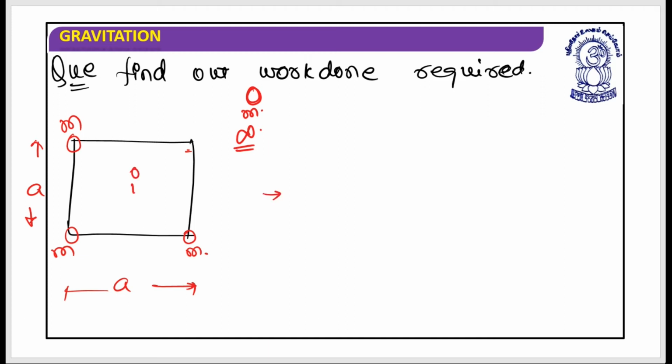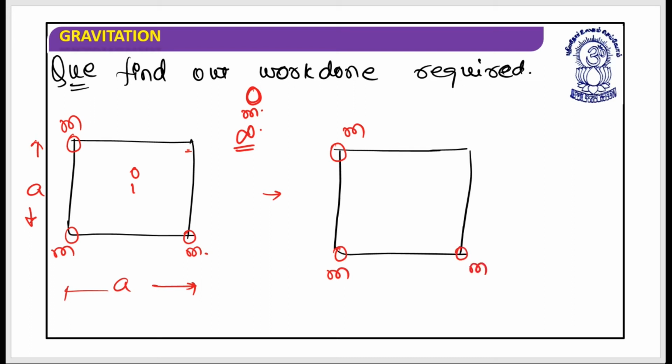Now for the final system, what do you want? You want this system to look like this: this is mass m, this is mass m, this is mass m, and this should be mass m. So you are going to bring this mass m from infinity to that location and place it over here. This is the final situation. So how will you do this? What is to be done?